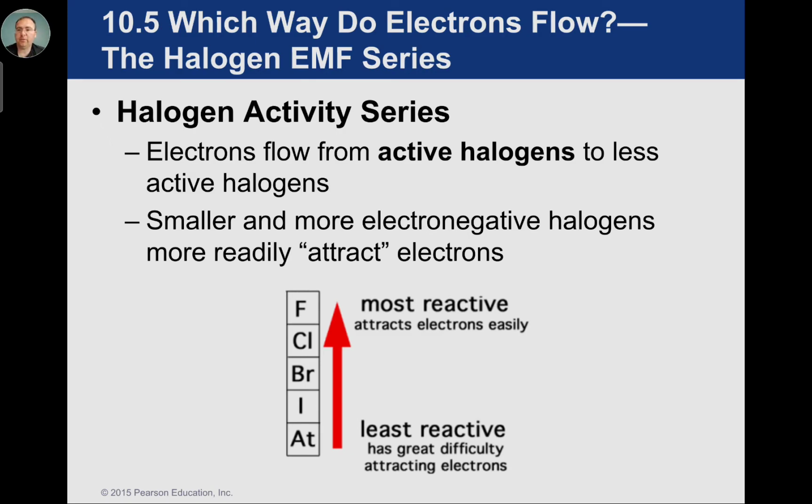The activity series also works for the halogens. We mentioned this. The bigger the halogen, the worse the partner. So if you're higher, a smaller halogen, you're going to be more readily attracting electrons because you're going to be more electronegative. So you always want to marry up in single replacement reactions. Whether that's halogens or metals, doesn't matter.